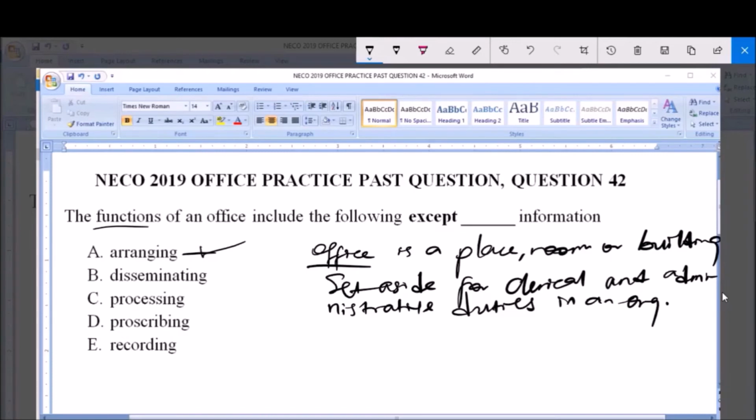B says disseminating information. An office also disseminates information. That is, the information of an organization is disseminated to the public through an office. So it helps in disseminating information, that is giving out information pertaining to the organization. Now C says processing. An office also processes information. It helps to organize this information and processes it.